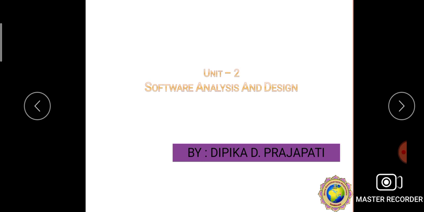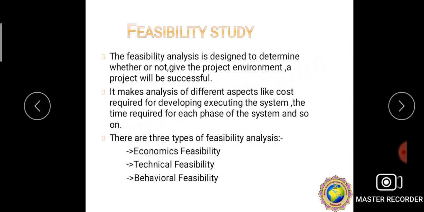So let's see topic number 1, feasibility study of the software. What is a feasibility study of the software? The feasibility analysis is designed to determine whether or not, given the project environment, a project will be successful. The second point of the feasibility study is that it makes an analysis of different aspects like the cost required for developing and executing the system, the time required for each phase of the system, and so on.